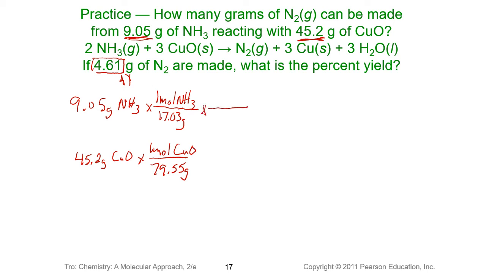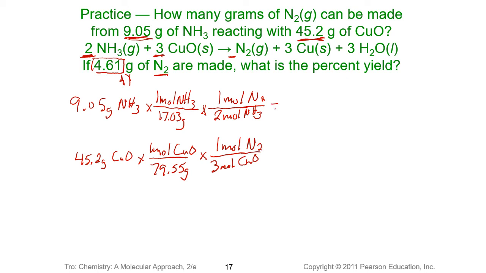Now that we are in moles, we can look at our balanced chemical reaction. We see that 2 moles of ammonia produces 1 mole of nitrogen. Now we really could pick any product, but because we have information about nitrogen, this is the most reasonable product to calculate. So 2 moles of NH3 to 1 mole of nitrogen, and 3 moles of copper 2 oxide to 1 mole of nitrogen.